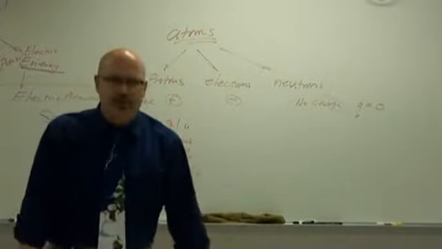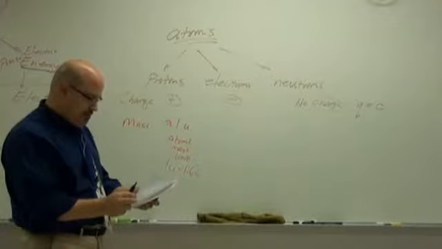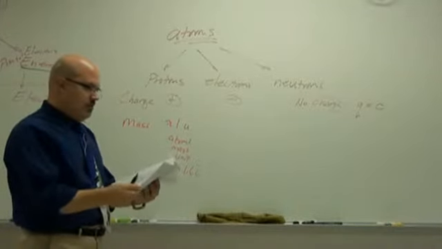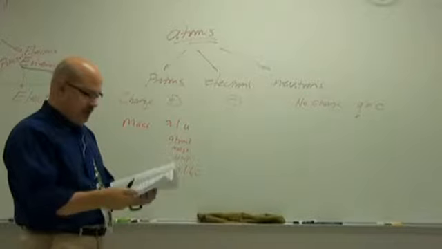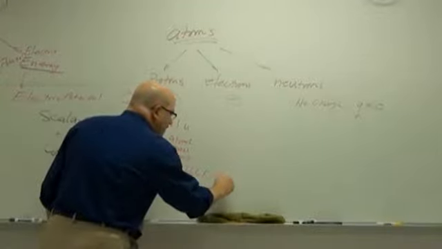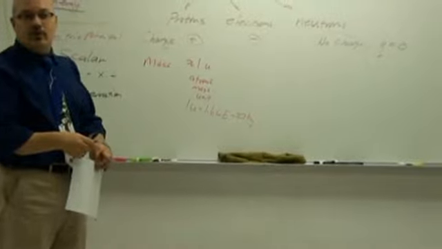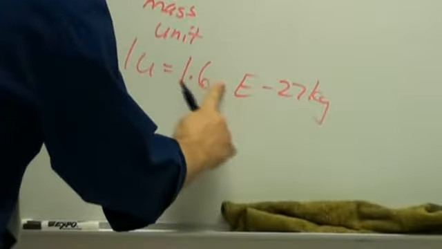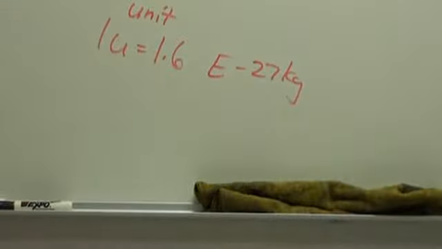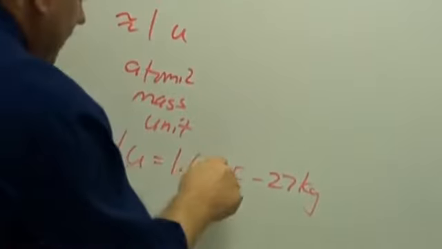Somebody look it up in their constant sheet for me, please. 1.66, 1.67, something or other, times 10 to the negative 27 kilograms. Is it 1.66? It says 1.67 times 10, but that's proton mass. Okay, does it show the atomic mass unit somewhere? Here, unified atomic mass unit, 1.66. Okay, so it is 1.66.